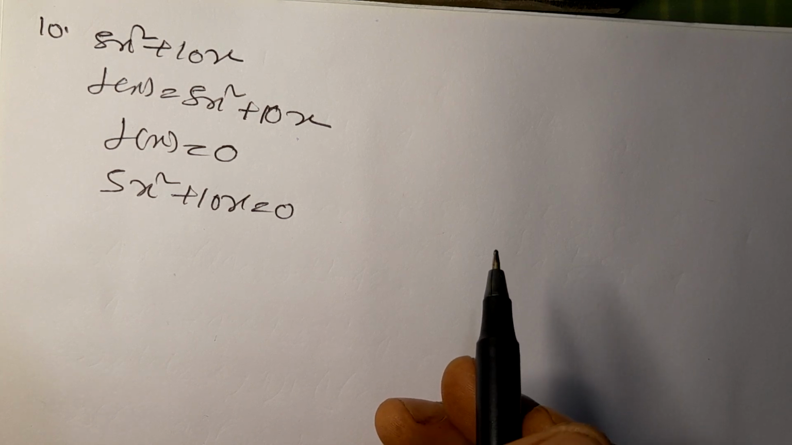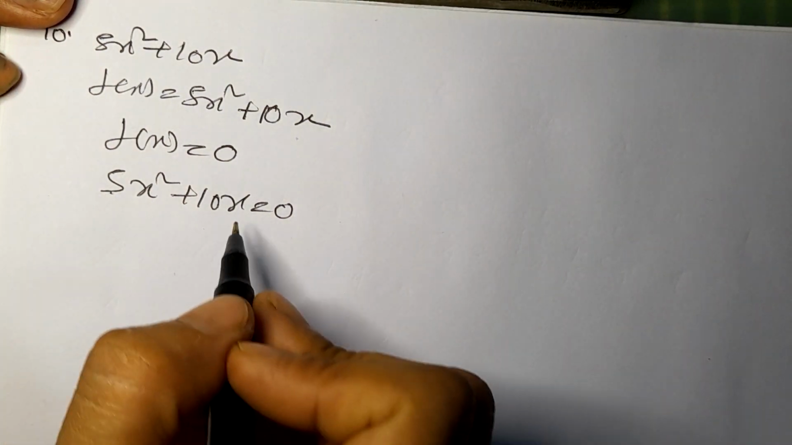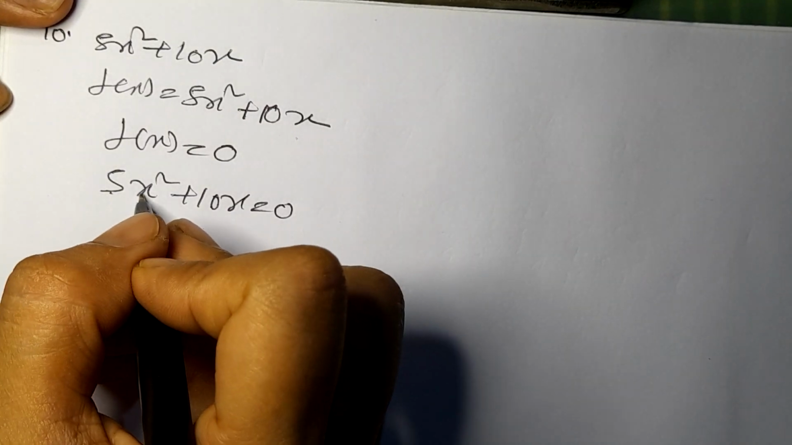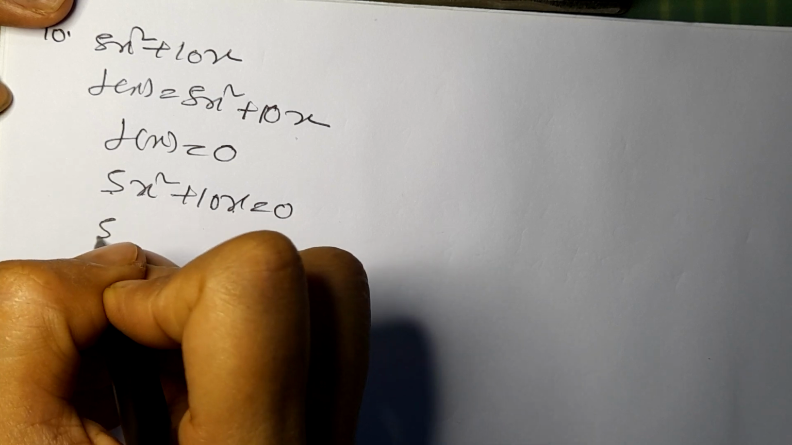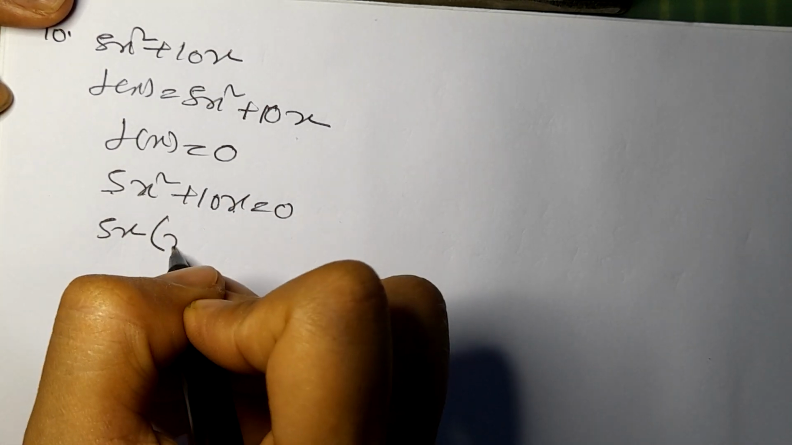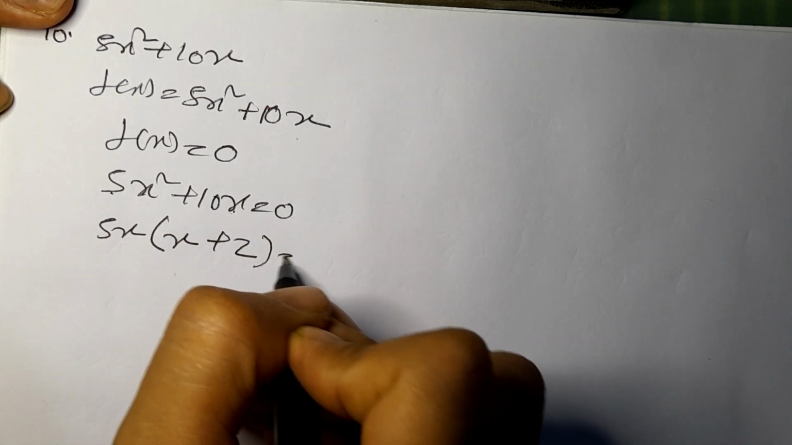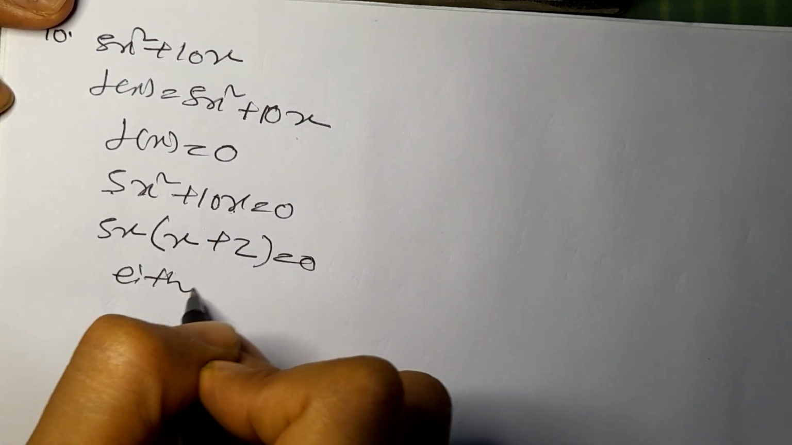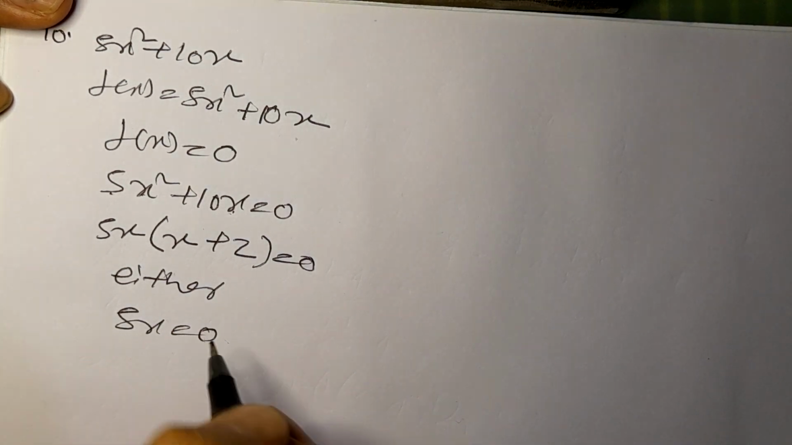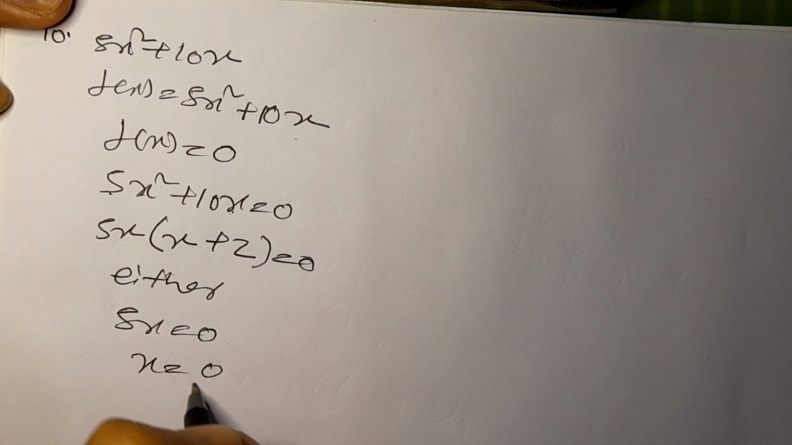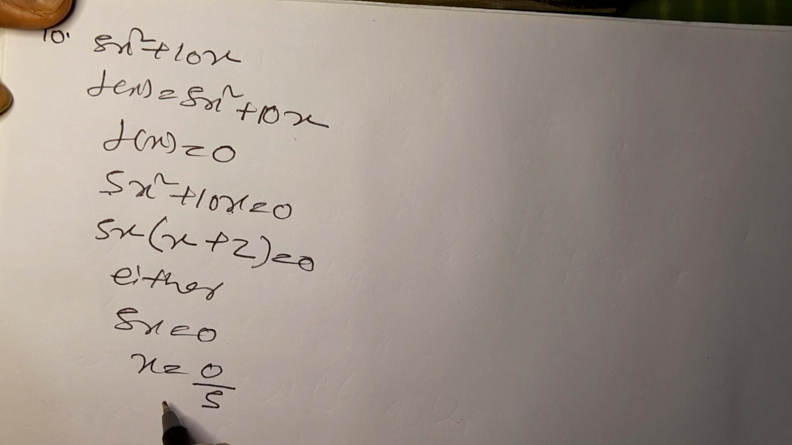So this is only two terms, so we can take the common 5, the highest number which divides both. Here 5 divides, and it also divides the 10, so it will be 5. Here also x, here also x, so take x common: 5x into x plus 2 equal to 0. So either 5x equal to 0, so x equal to 0 divided by 5. If 0 is divided by anything, it will be 0, so x equal to 0.